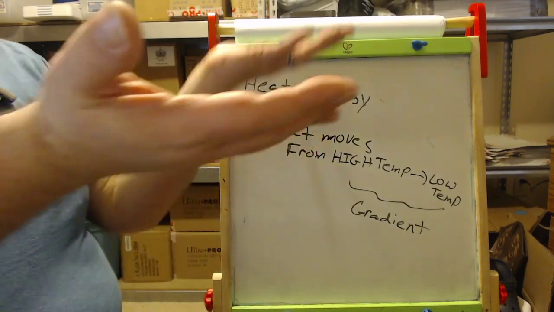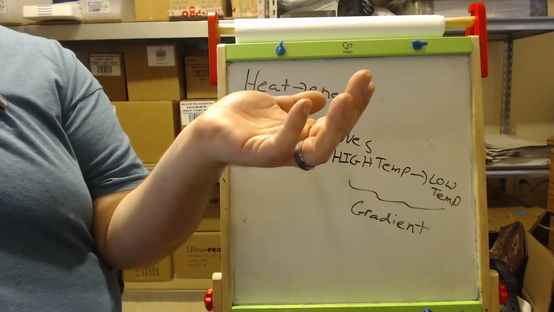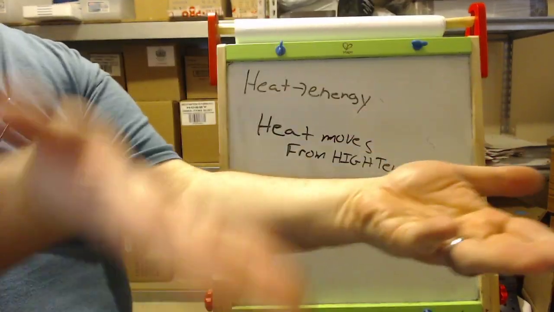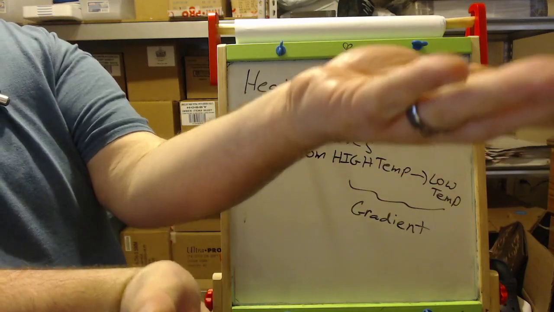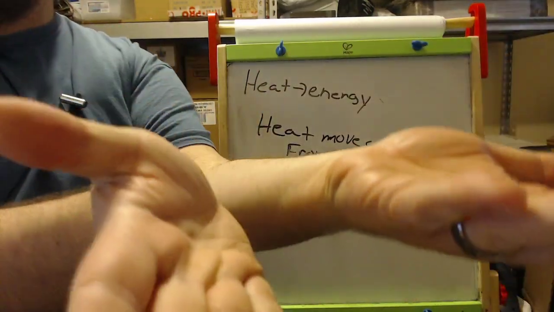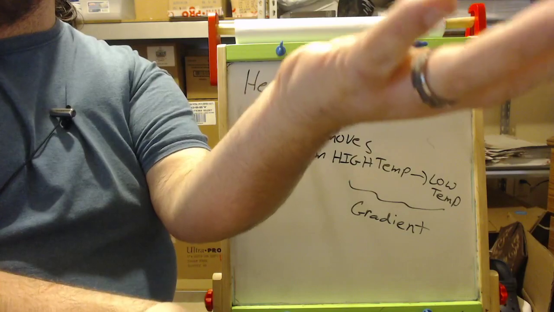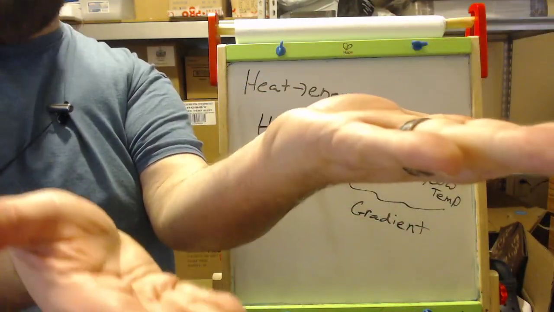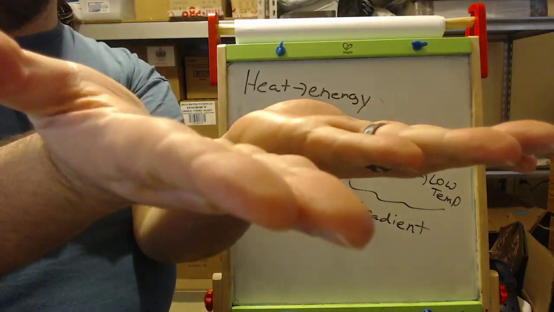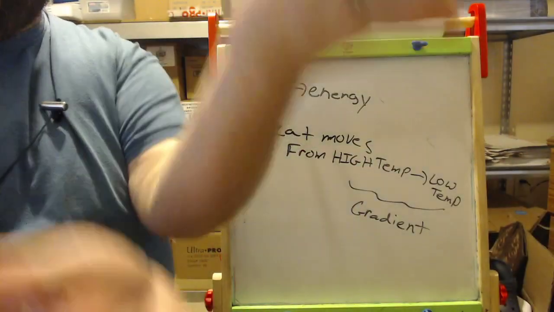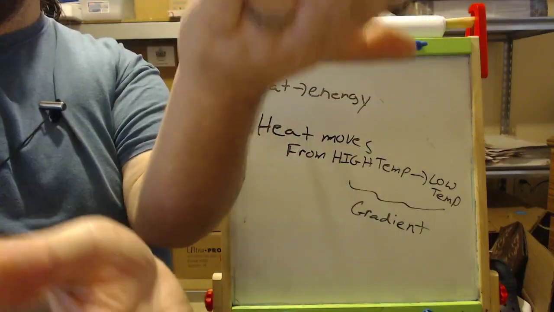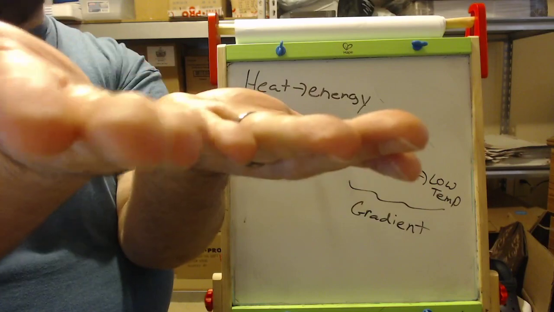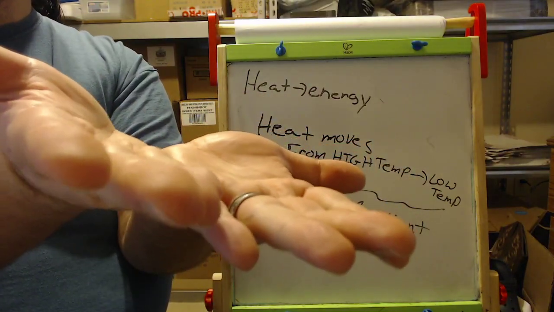And it'll do so until we level off. Let's do this. I've got two temperatures, a high temperature and a low temperature, and I put them in contact with each other. This temperature will drop and this temperature will rise until they level off. It'll never go where this all of a sudden becomes a high temperature. I need a gradient to have a transfer of energy.